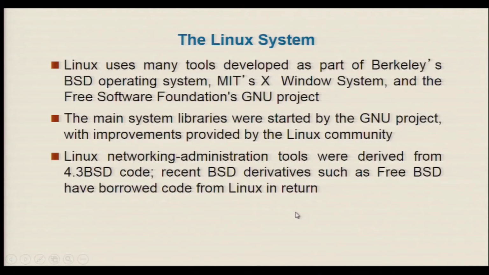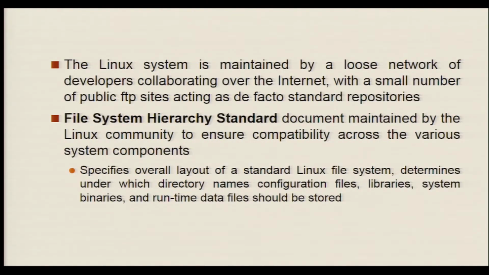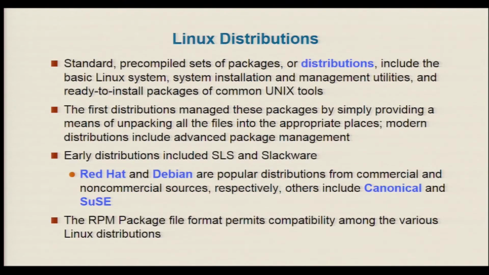The main system libraries were started. Linux network administration tools were so wonderfully developed from the Berkeley Standard Distribution code, and Berkeley Standard Distribution was becoming available to us at a very throwaway price. The source code will come. File system hierarchy standard. Linux distributions are standard precompiled sets of packages, which include the basic Linux system, system installation and management utilities, and ready to install packages of common Unix tools. This is a fantastic feature. We don't need to get an expert to do that.